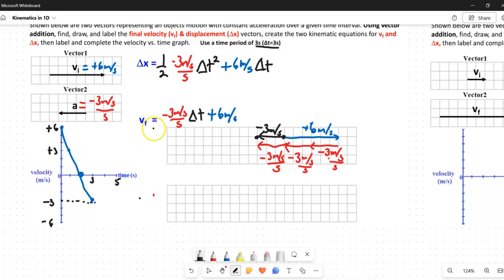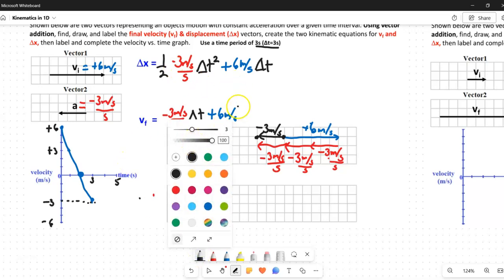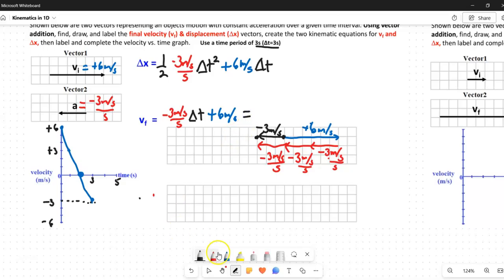Okay. We could calculate our displacement vector. So again, let's do this first. Let's calculate our final velocity just to make sure it's working. Our time here is going to be 3 seconds, plus 6 meters per second. So that is going to work out to negative 3 times 3, which is negative 9, plus 6, so that is negative 3 meters per second.